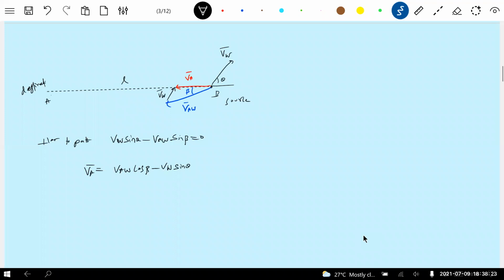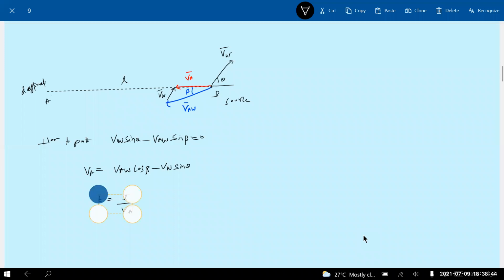We'll replace cos beta by the above equation. Then I can go for L by VA. You solve it later on. So this will be the method of working the problem. We'll solve it. What is there? VAW, so this will be square root of 1 minus sin square beta, VW sin theta.